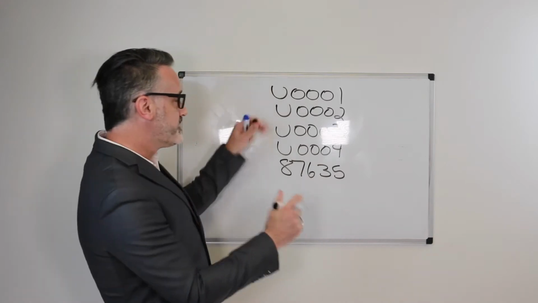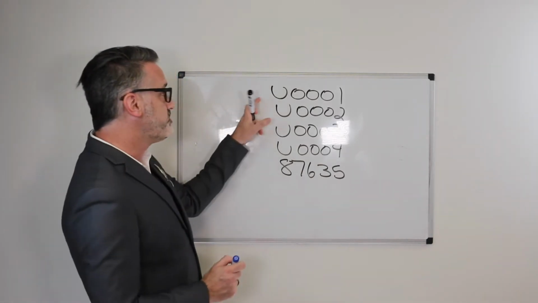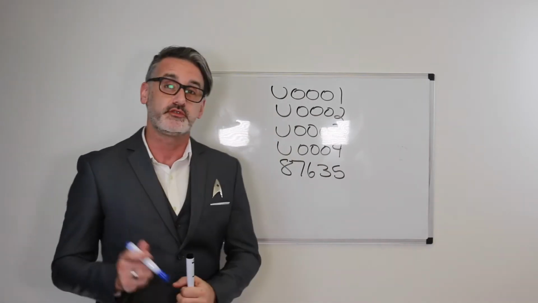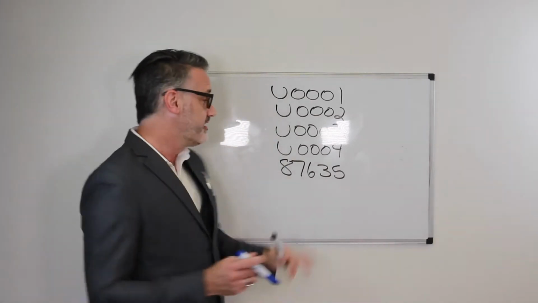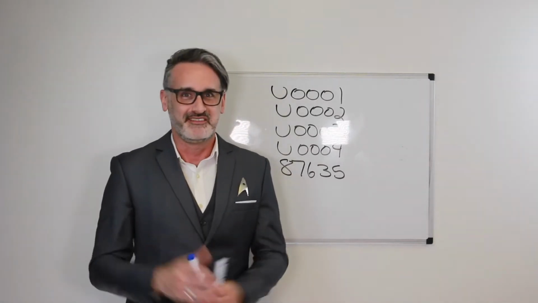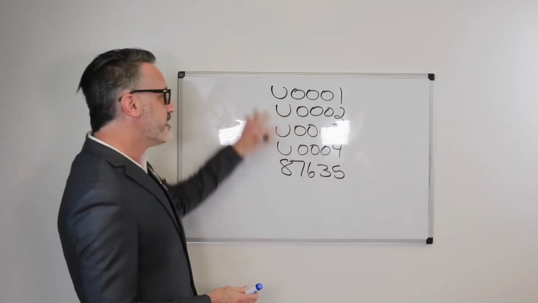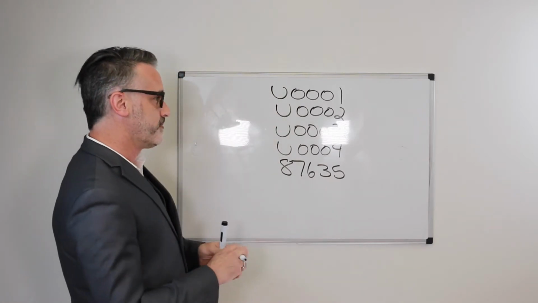So first, when the initial codes came about for testing, we had U0001, U0002, and 87635. So those are the first 3 that we had.